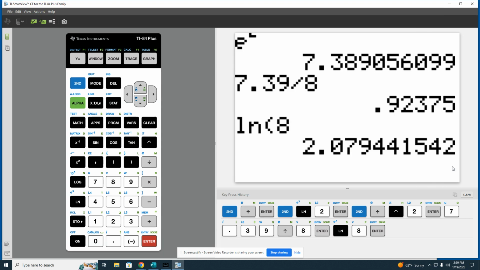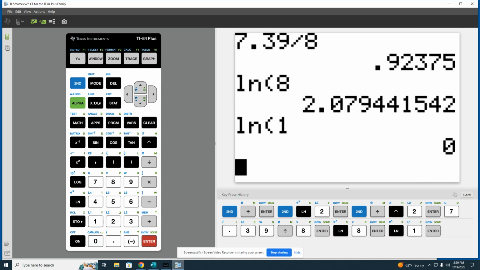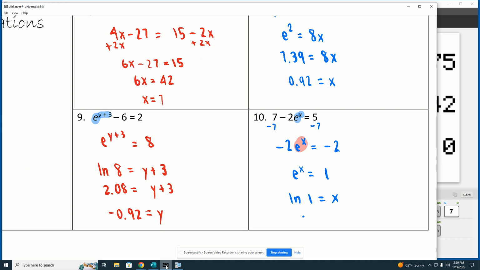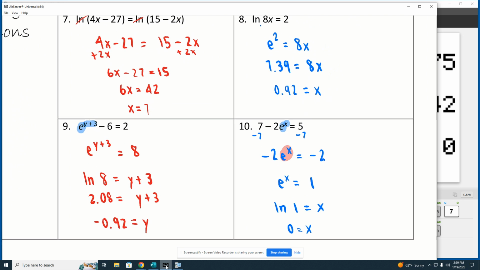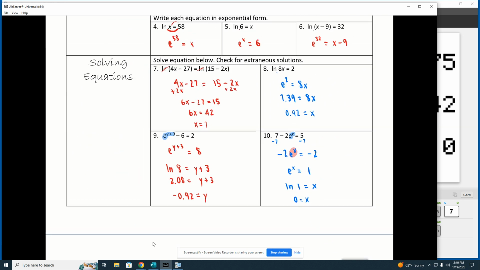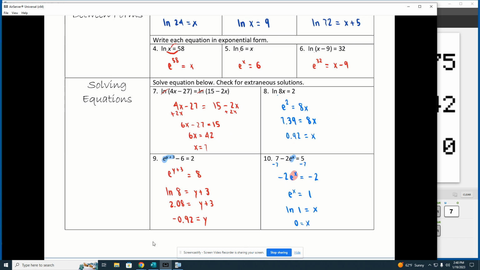So I'm going to go back to my calculator. The natural log of 1 equals 0. So x equals 0. And that's really all there is to it. This is easy because of what we've done to get us here.